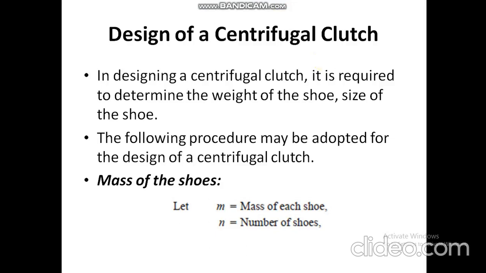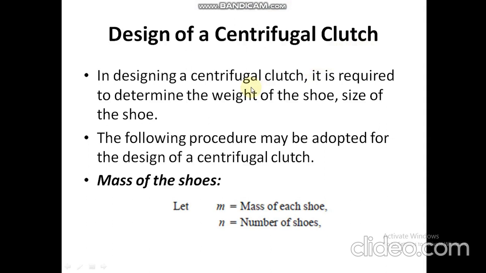Today we will discuss the design of centrifugal clutch. Before the design of centrifugal clutch, you should watch the previous video on the construction and working of centrifugal clutch. So let's start the design of a centrifugal clutch.